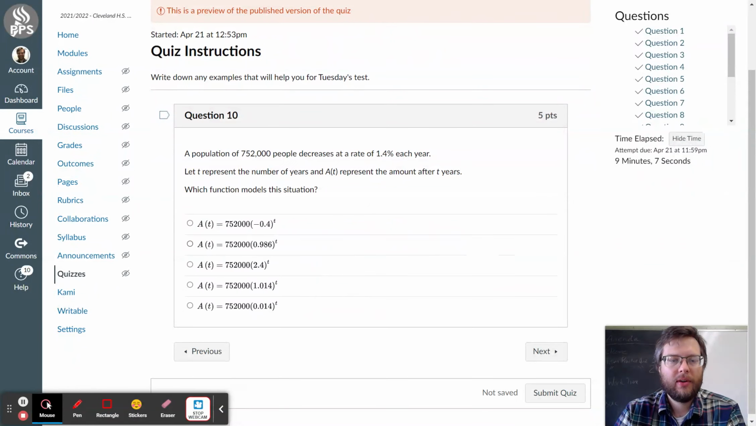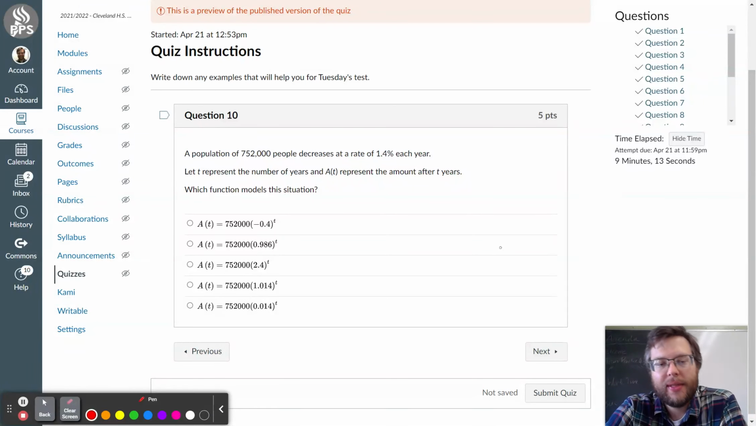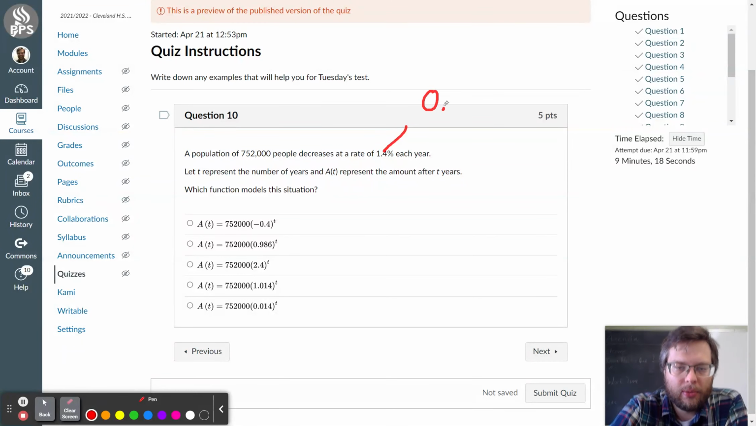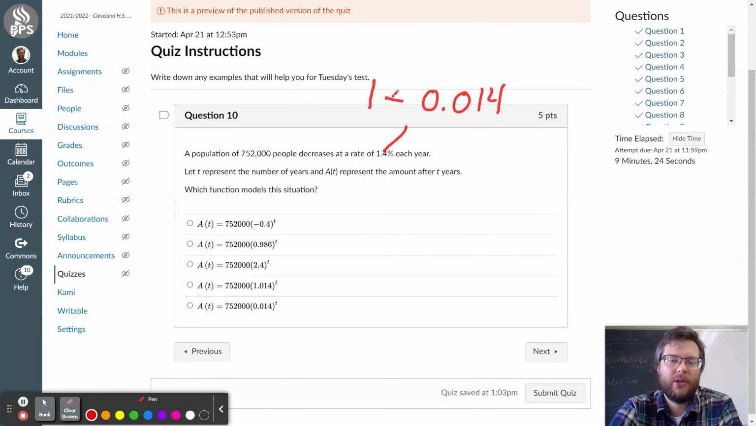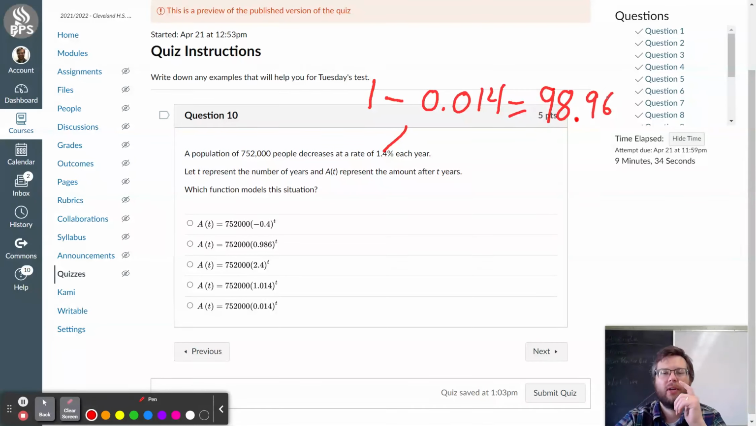Okay, very similar idea here, except for it's a decrease. And we talked earlier about how decrease means you're multiplying by a number that is smaller than 1. So I take my percent and I change it to a decimal, 0.014. I need my answer to be smaller than 1. So I start with 1 and I subtract. And that means that I have 98.96 right there. That would add up to 100%.